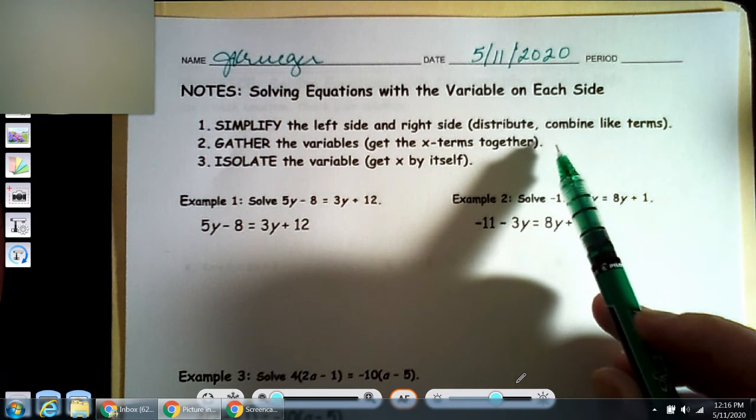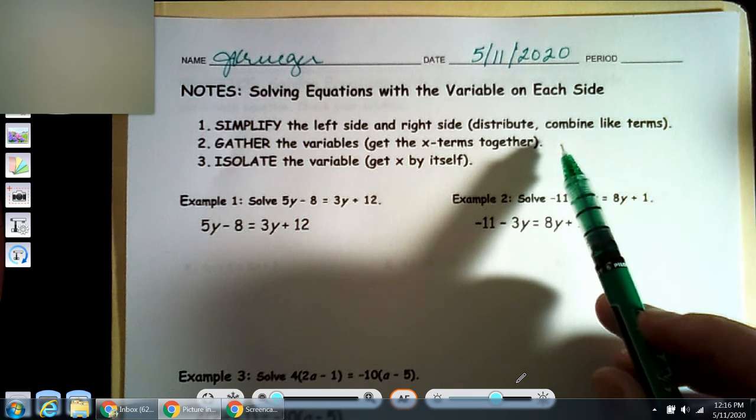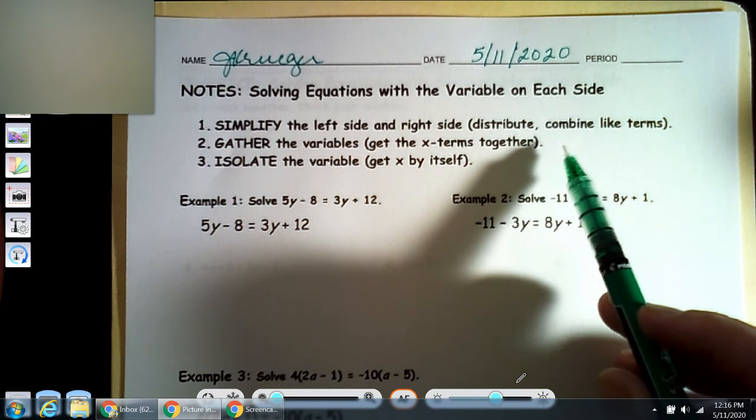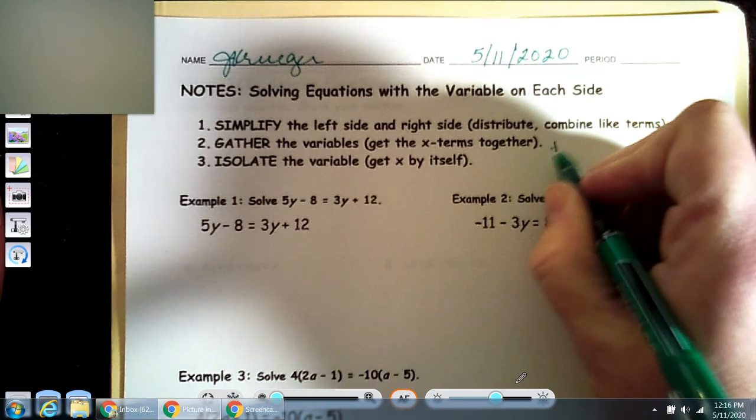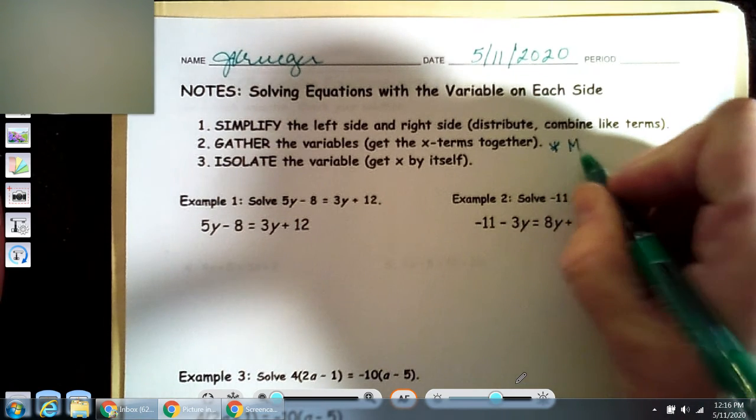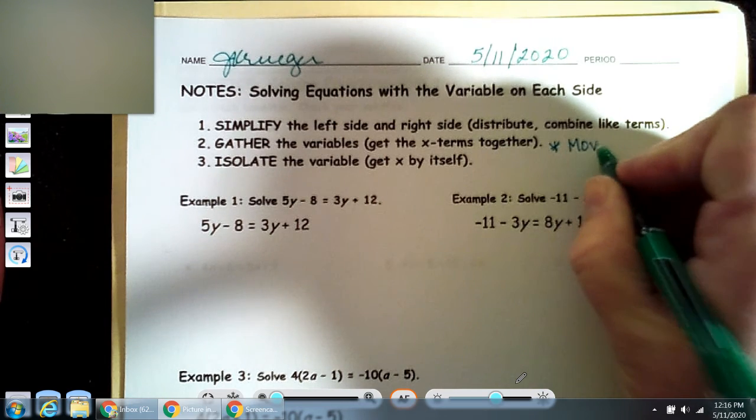This is how we describe when we have x's, say, on the left side and the right side. We're going to want to get those terms together. I'm going to make a little note here. I like to move the smaller x term, and I'll talk about that as we work through some.